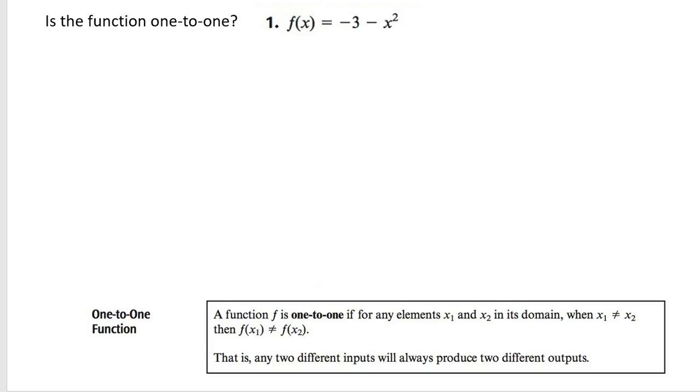Okay, let's work our first problem. We're looking to see if this function is one-to-one. We know that a function has one output for each input. Well, to be one-to-one, it works the other direction. For every output, you have to have exactly one input. So let's just check this one out.